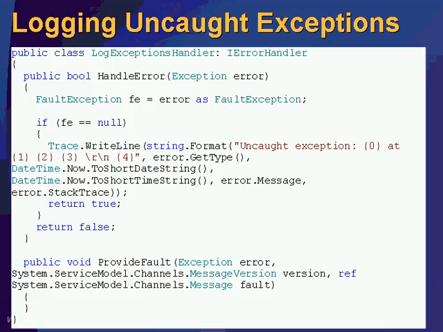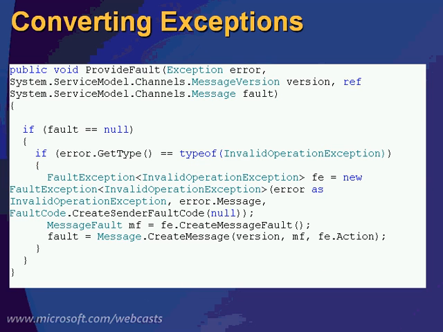Maybe even you could have custom performance counters or WMI events. Provide fault, in this case, doesn't do anything, because what we're saying is only uncaught exceptions are going to be logged. And then in terms of anything else, just whatever the service did, the service did. But another way that you could use an error handler is to have it provide a fault.